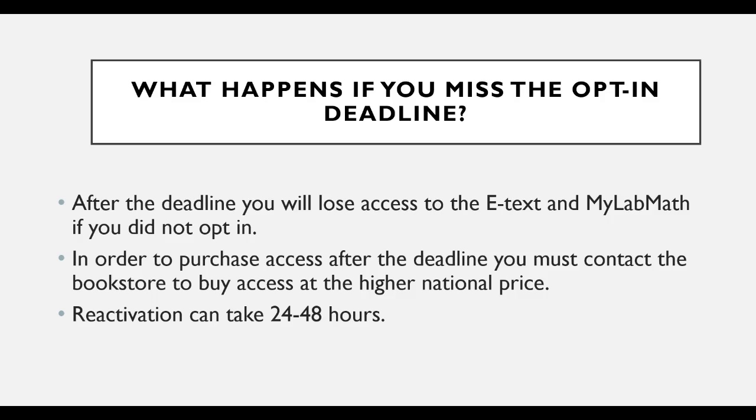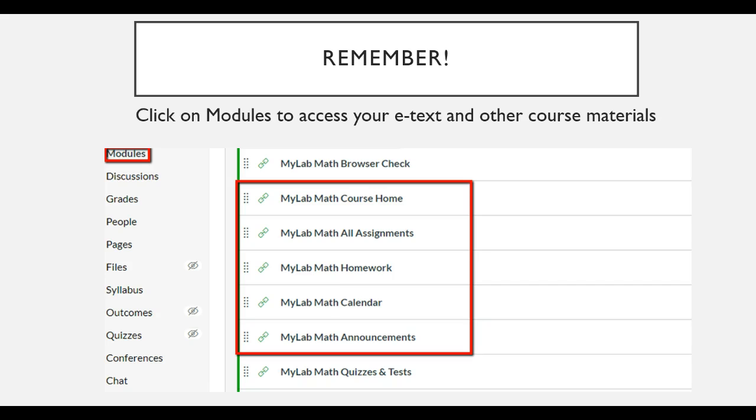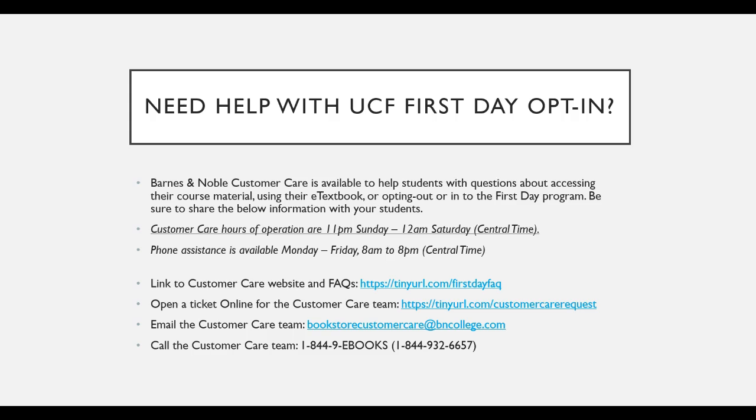If you do purchase through the bookstore later on, reactivation is not instantaneous. It can take 24 to 48 hours. But remember, if you opted in, you will maintain access to the assignments and the e-text for the rest of the semester simply by going to Modules. If you have questions about the First Aid program, contact Barnes & Noble directly. So here are some links that you can access their information, or you can call them at the 800 number.